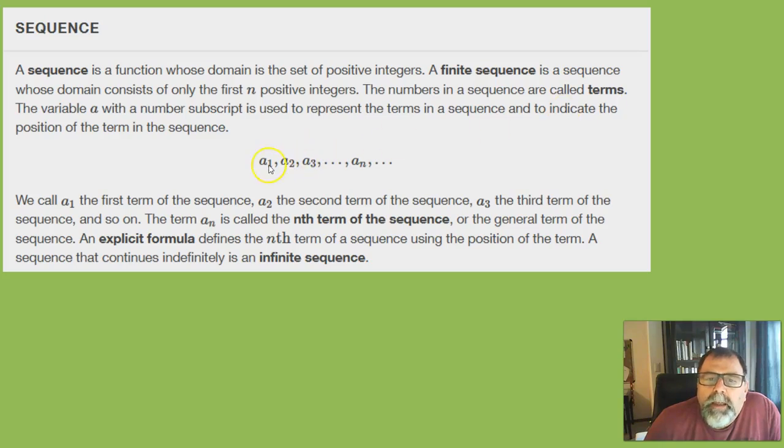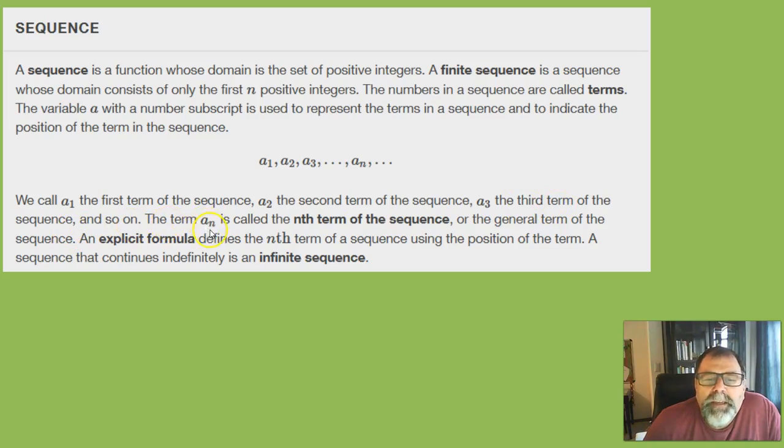A sub 1 is the first term, A sub 2 is the second term, and so on. The variable a with a number subscript is used to represent the terms in the sequence and to indicate the position of the term in the sequence. It also tells you, in an explicit formula, what the input value is. We call A sub 1 the first term, A sub 2 the second term. I mentioned this before, but it's worth repeating: A sub 3 is the third term of the sequence, and so on.